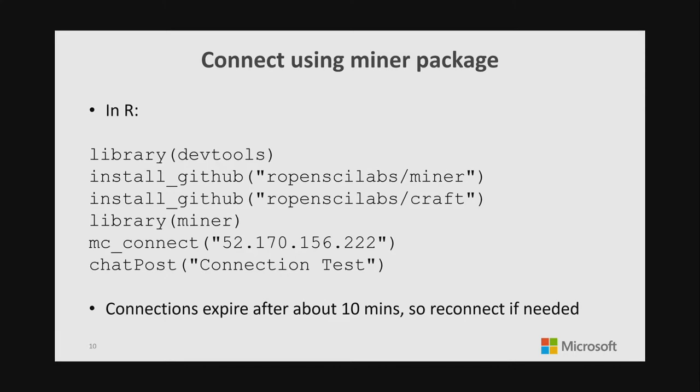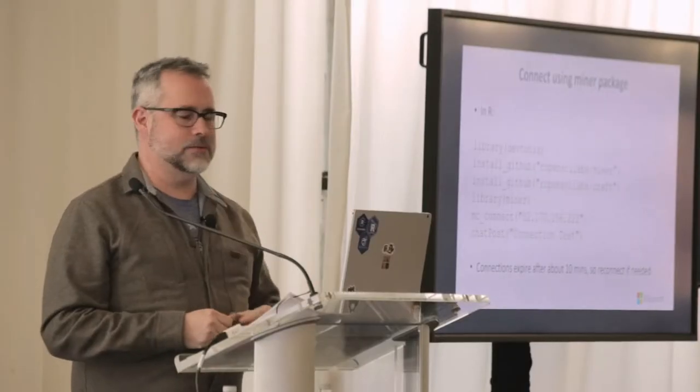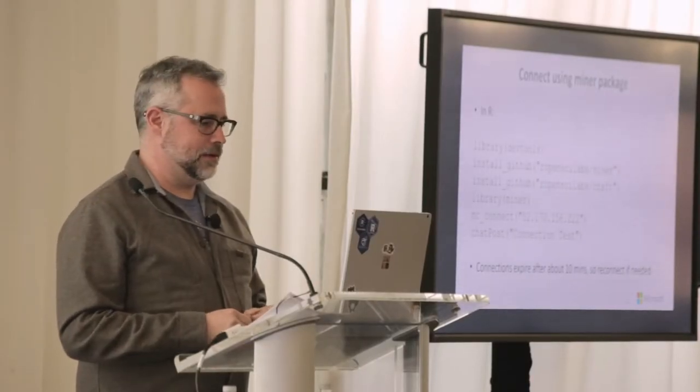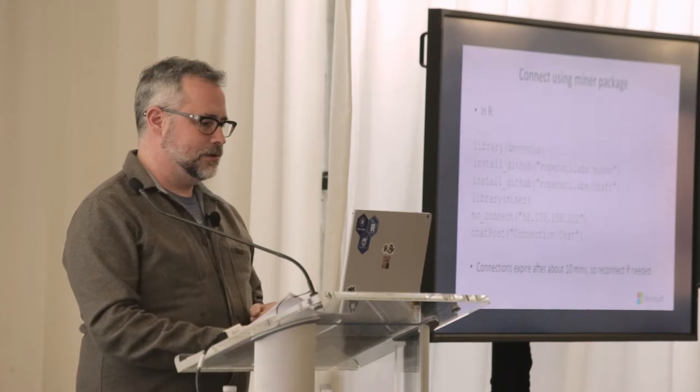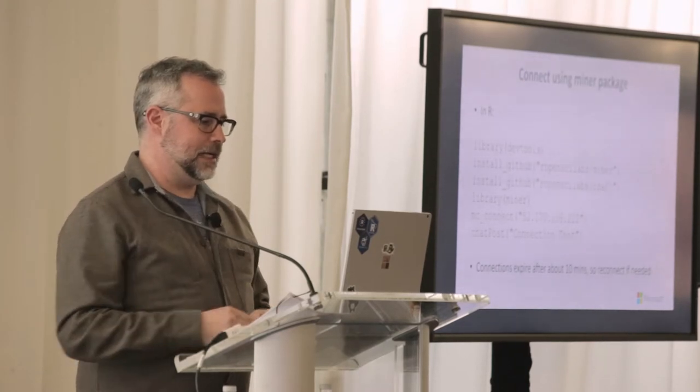All right. So once you've got everything set up, you've got the server running in the cloud or even on a local machine, you can just install those two packages from GitHub. You can use Hadley's devtools package to install them directly from GitHub, as you can see there. Then use the miner library. This function connects R to the running Minecraft server. And then you can do all sorts of things in there.